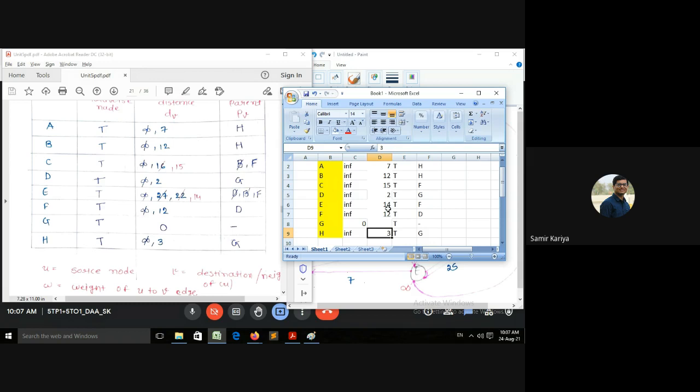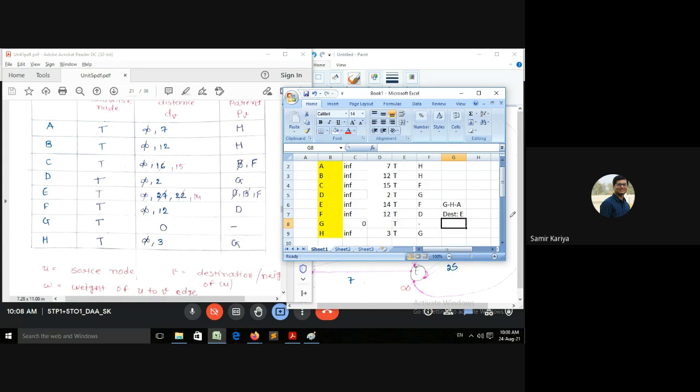Now, just simply find out the path from a single source. Source is a fixed G. Suppose my destination node is capital A. Then you just have to backtrack. A is here. Which node is the parent node for A? H. Then H's parent node is G. So you may say the path is G, H, A.